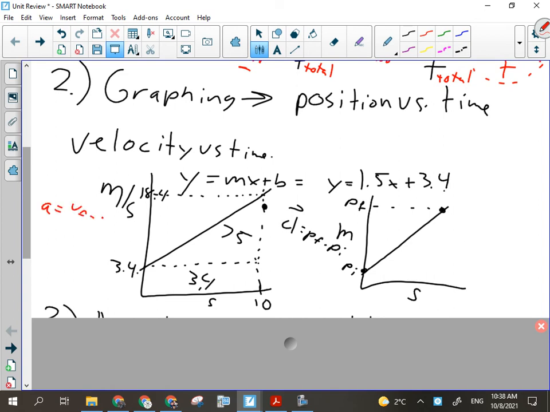Acceleration is VF minus VI over t. Change in velocity over time. If I calculate the slope of this line, y would be my final velocity, b would be my initial velocity, and x is time.